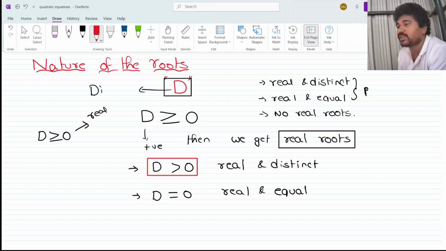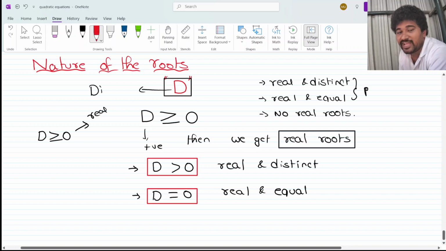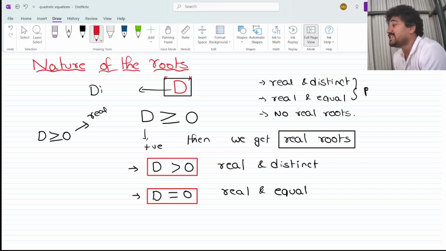If I write only d is greater than 0, what do I say? d is greater than 0, then the roots are real and distinct. If d is equal to 0, the roots are real and equal.